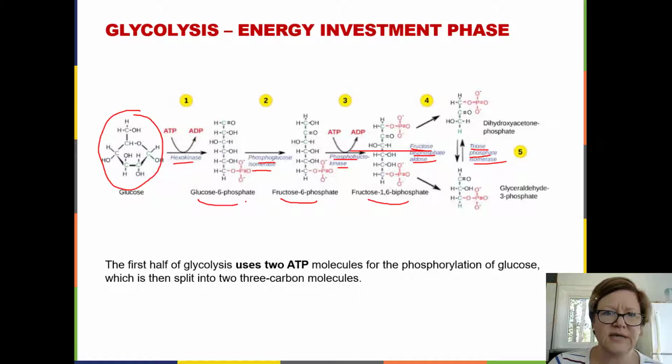And the first 5 steps of the pathway sometimes are called the energy investment phase. If you think about a business, typically you have to put in an investment before you can get a profit.